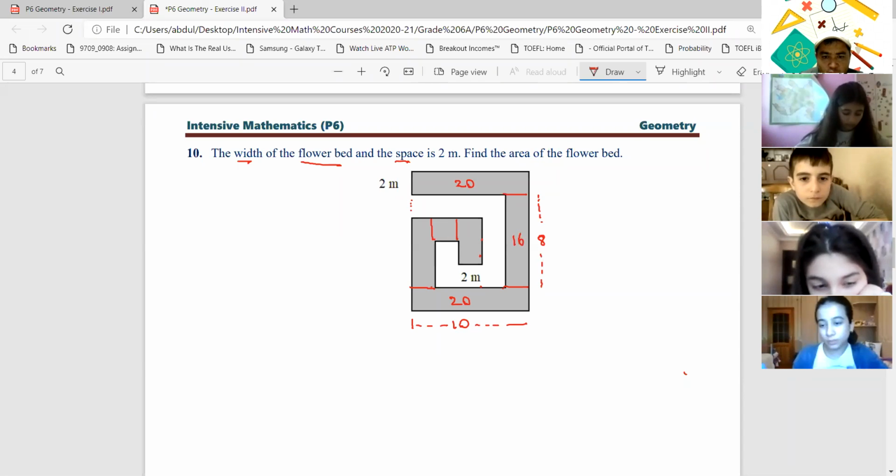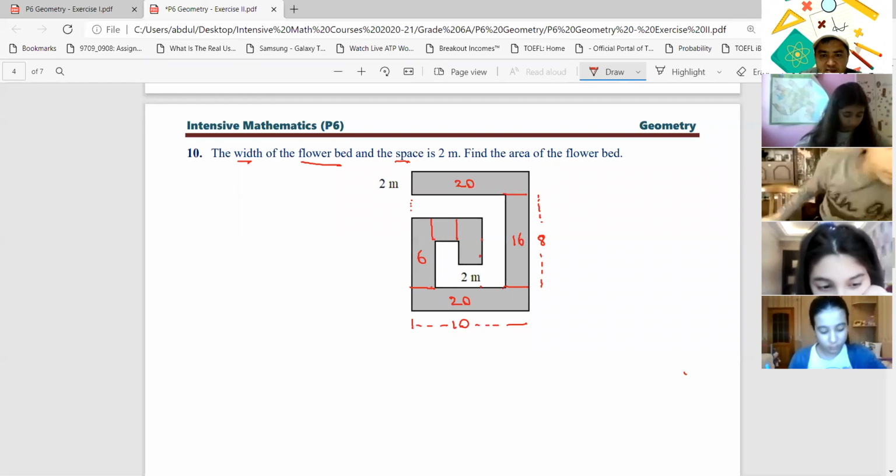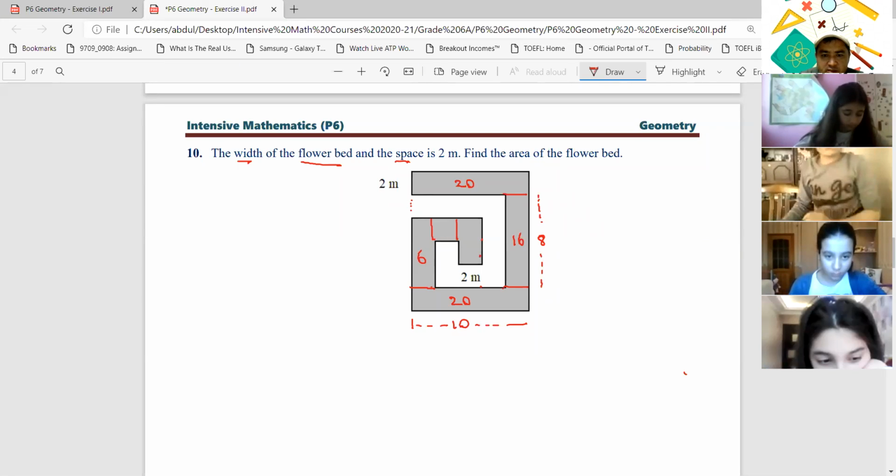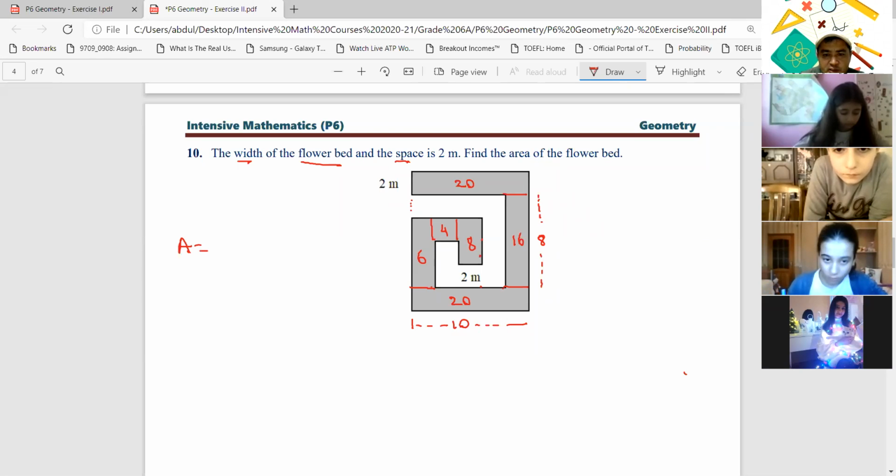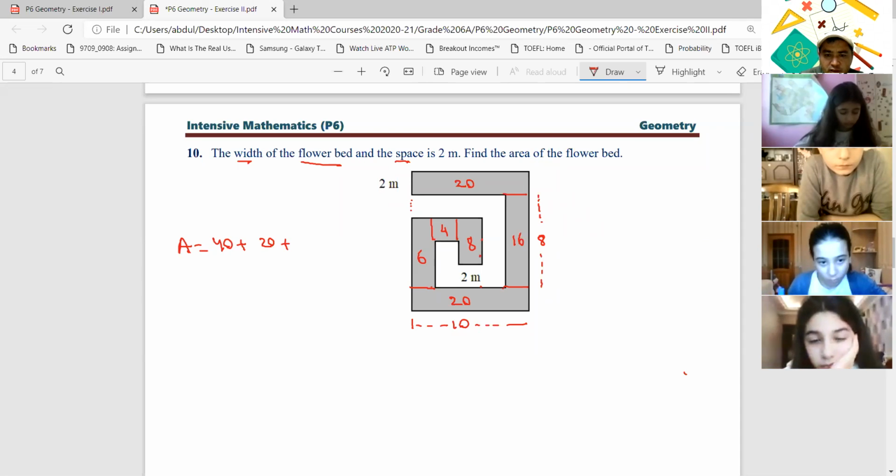How about here? 1, 2, 3. So this area is 6, right? And this one is 4. This one is 4 times 2, that is 8. So now if you just add all these areas, 20 plus 20, it is 40, plus 16 plus 4, it is 20, and 8 plus 6, it is 14.